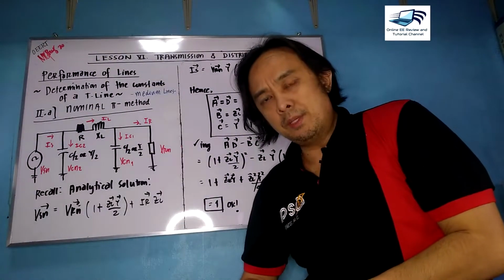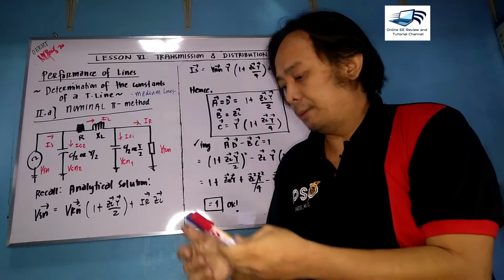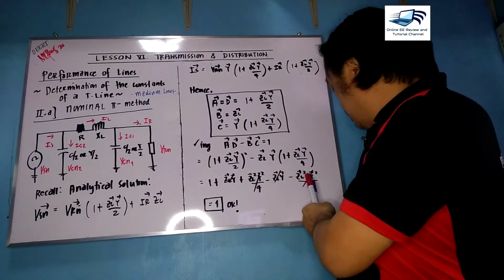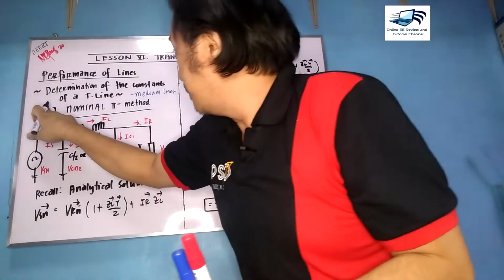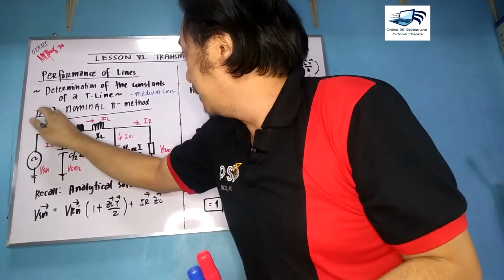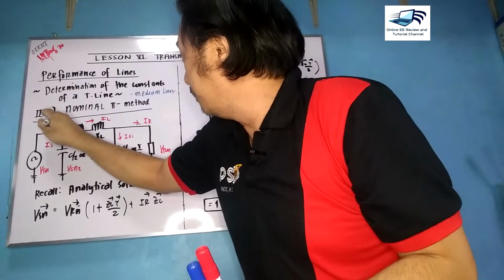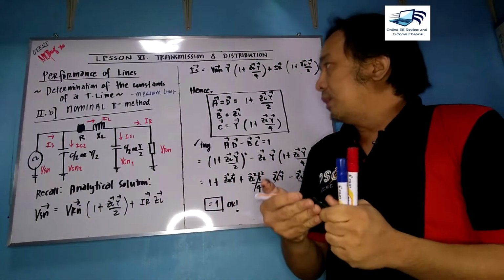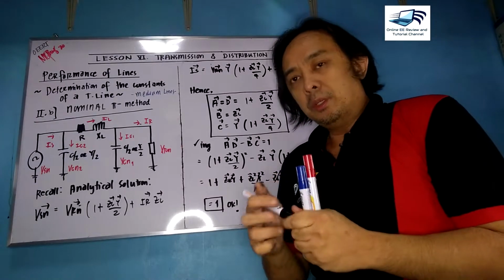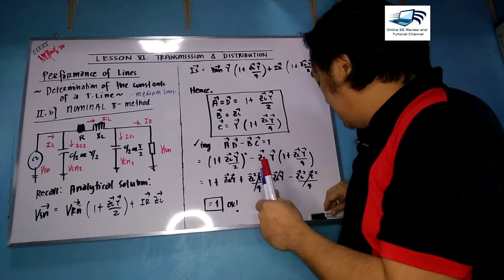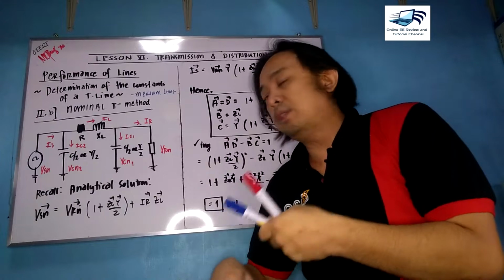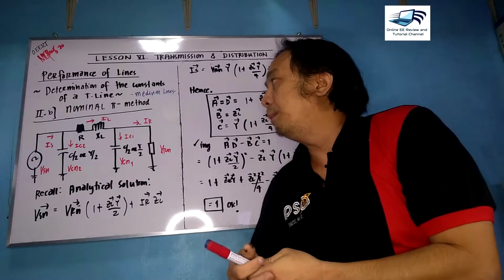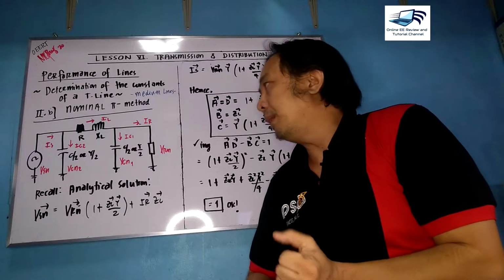Hi, and hello once again. So we are on our next type of transmission line. It must be 2.B from the ABCD constants, and we need to determine the ABCD constant of this line, which is 2.B, which is a type of medium line, which is a nominal pi circuit or nominal pi method.